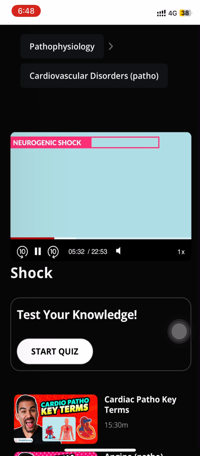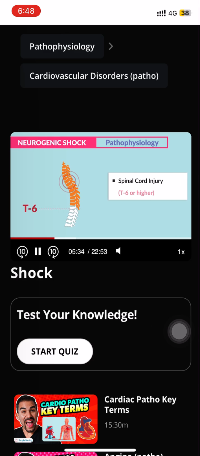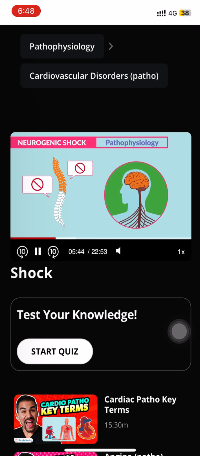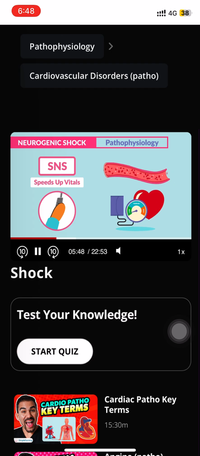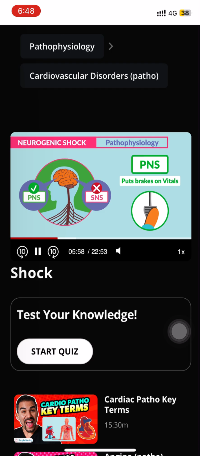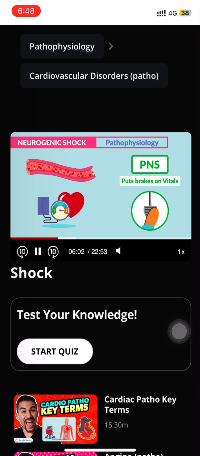Now for neurogenic shock. This is from a spinal cord injury T6 or higher. Make sure to know that for the NCLEX and your exams. In neurogenic shock, the autonomic nervous system is damaged, resulting in a blockage of the sympathetic nervous system, which is supposed to speed up the vital signs and cause vasoconstriction. So only the parasympathetic nervous system is intact, which puts the brakes on the vitals, causing widespread vasodilation and hypotension.